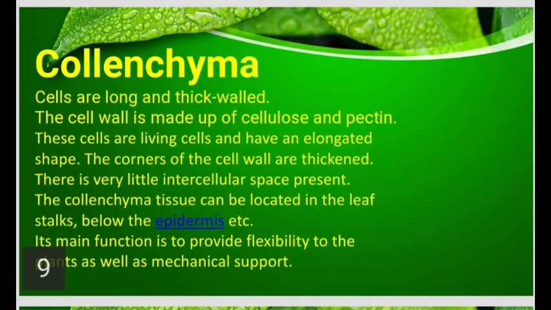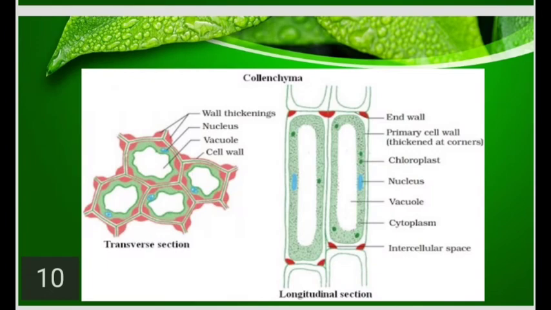The collenchyma tissue can be located in the leaf stalks below the epidermis. Its main function is to provide flexibility to the plants as well as mechanical support. This is a diagram showing transverse section and longitudinal section of collenchyma.